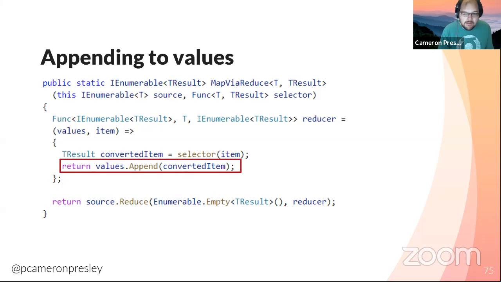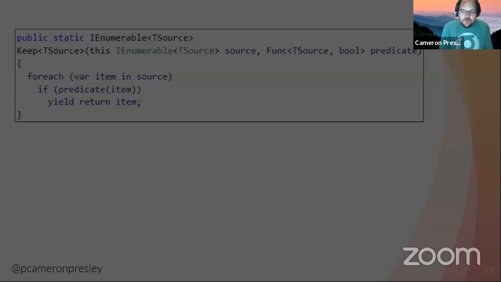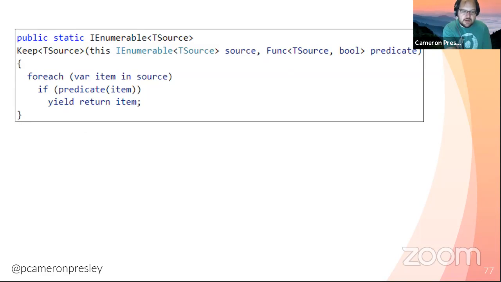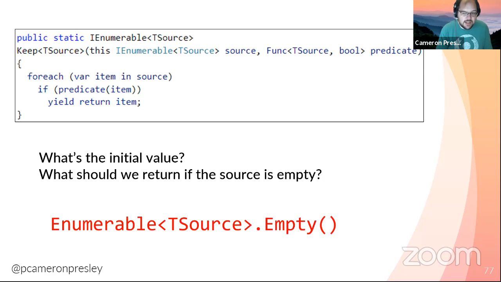Okay, let's keep going. So let's redo keep now. If you recall, keep had this signature, right? It's going to go through a list of items, and if it matches some predicate, we return that item back. So first question, what's the initial value? What should we return back if the source is empty? Pro tip, you've already seen this one time tonight. Anybody want to take a guess? Empty list. Yeah, an empty list, that IEnumerable of T source. And remember, it's T source because where keeps the type. If you have a list of events, it gives you back a list of events, not a list of strings. So that's why it's T source here.